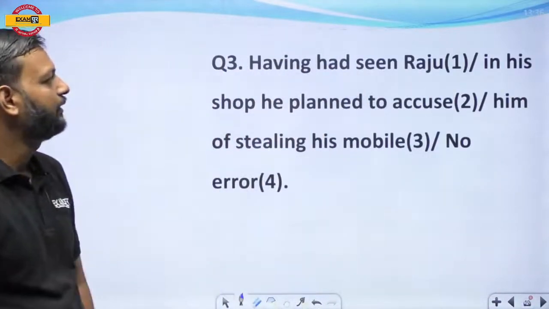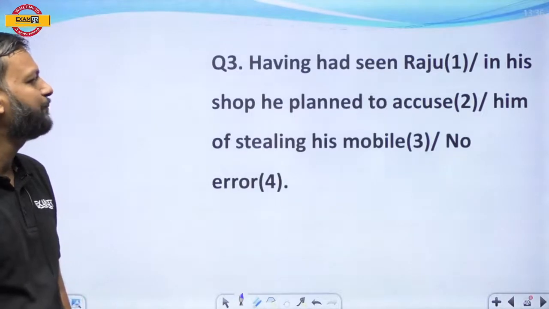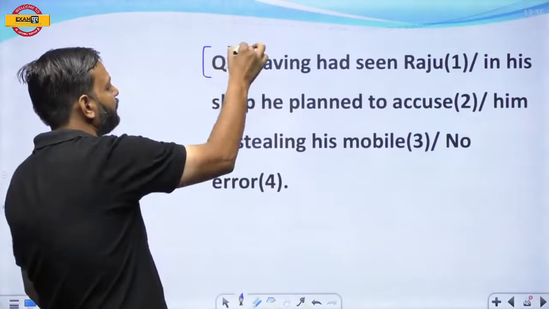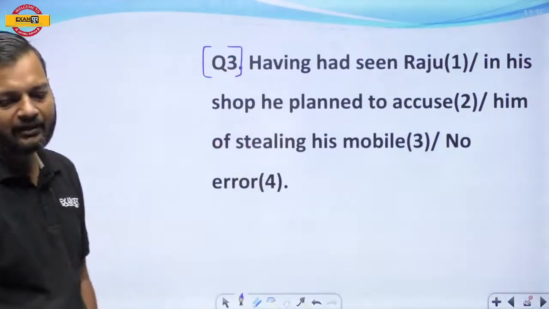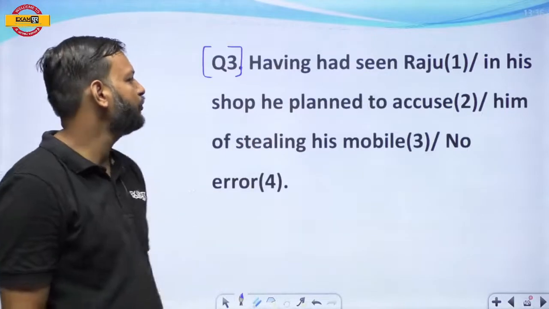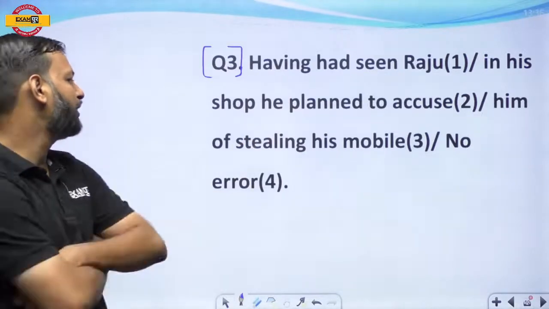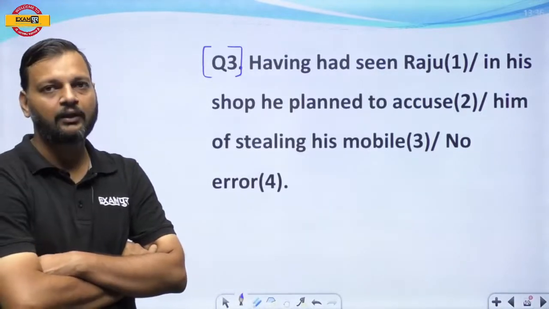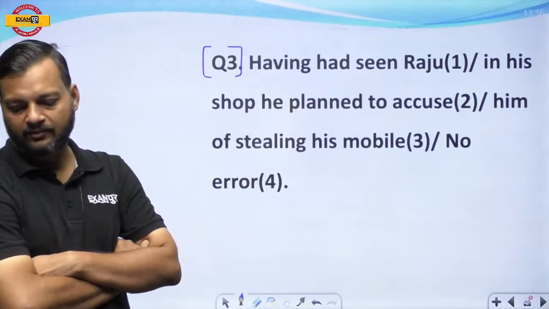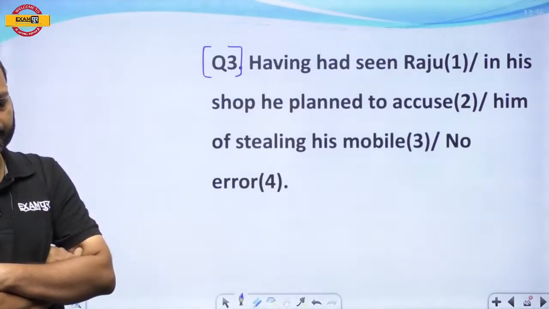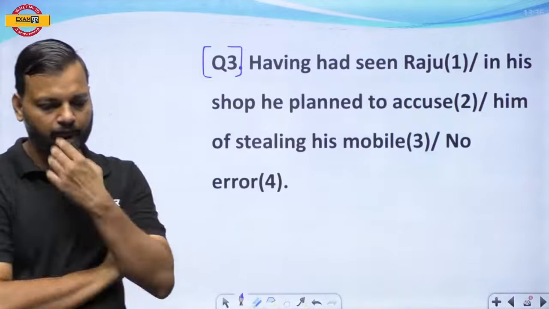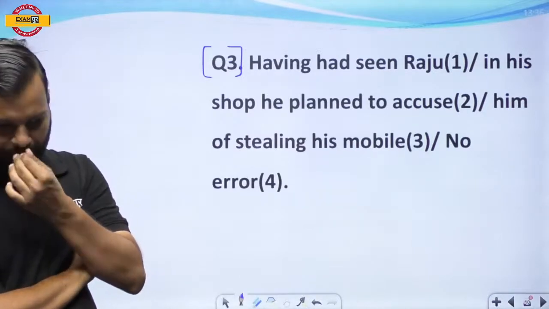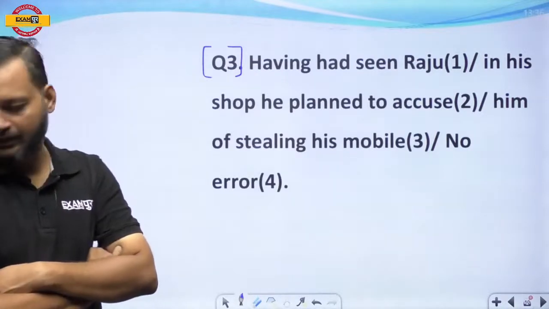Having had seen Raju in his shop, he planned to accuse him of stealing his mobile. Now tell me, what is the error in this sentence? Question number 3. What is the error in this sentence? Having had seen Raju in his shop, he planned to accuse him of stealing his mobile. What is the error in this sentence?